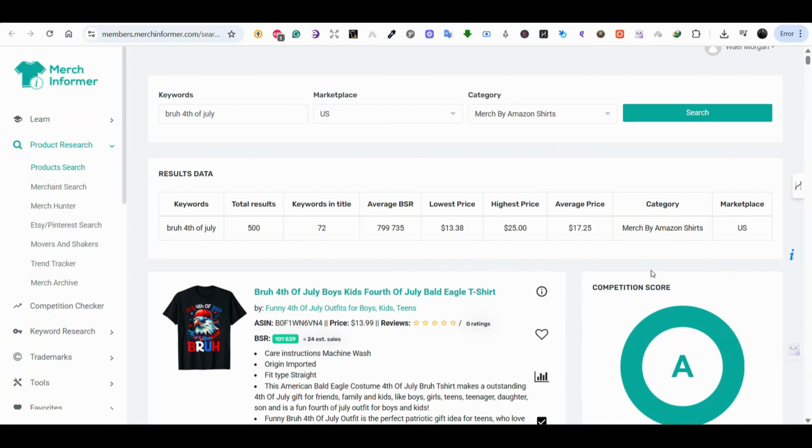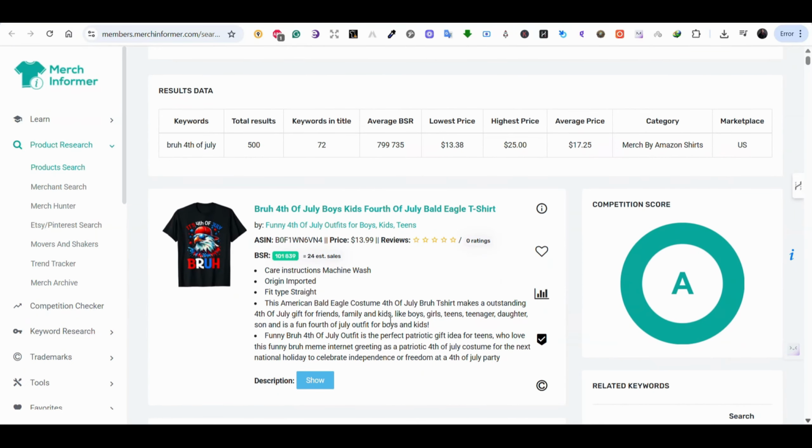And we also get to see results of this keyword. We have total results of 500 using this keyword, and the average BSR is almost 800k. The lowest price is 13, the highest price is 25, and the competition score is A.